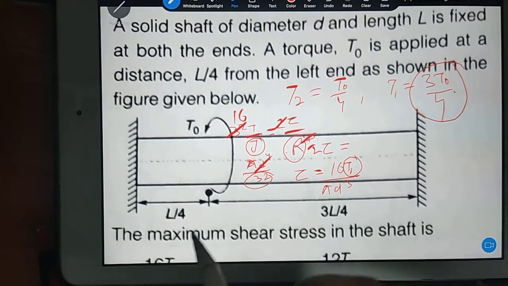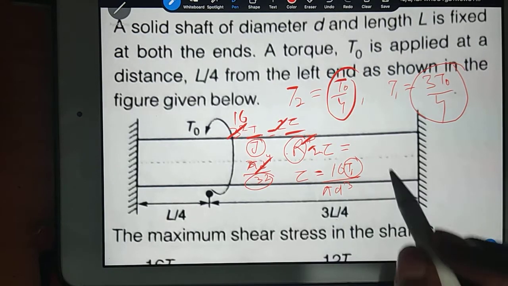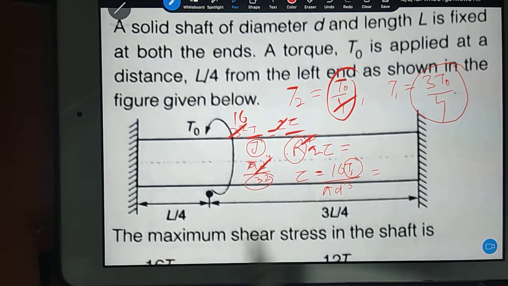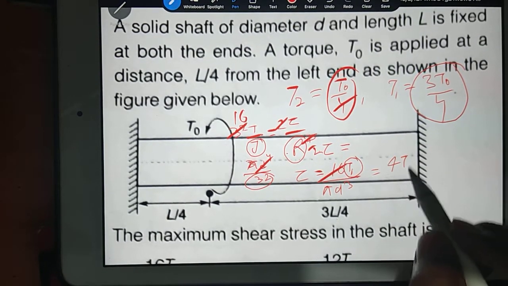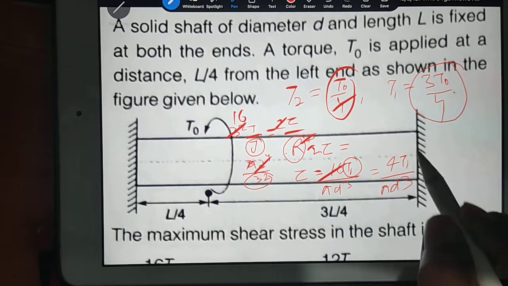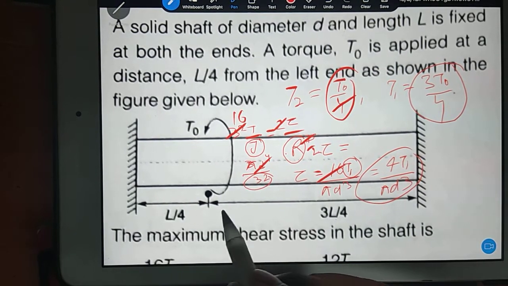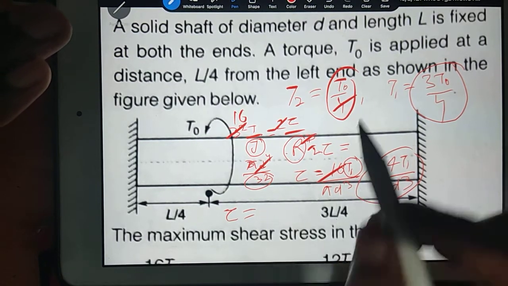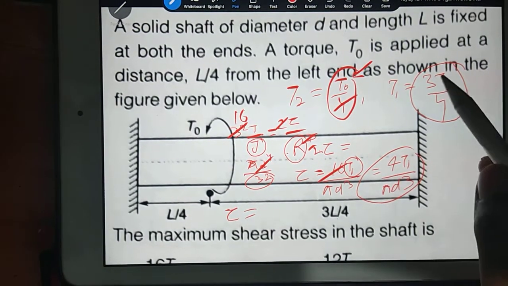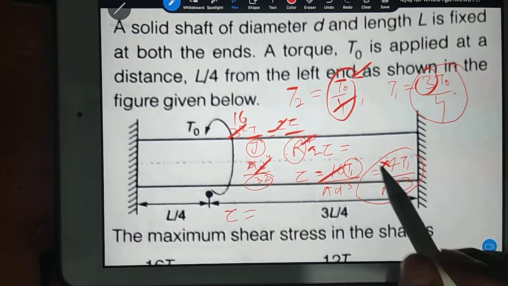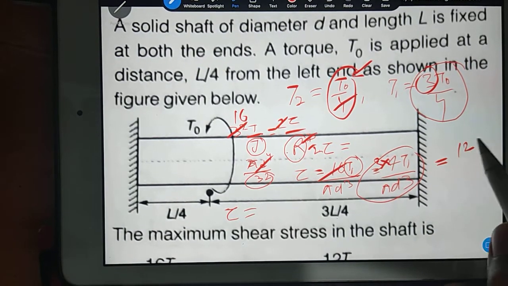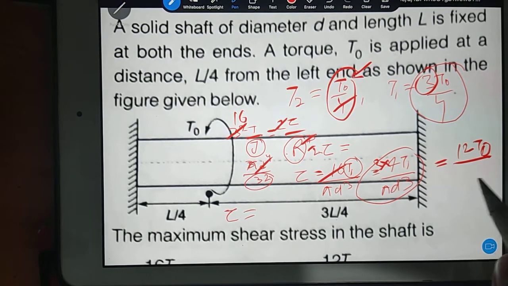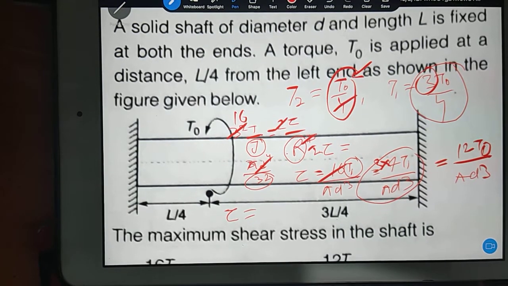So this T1 value, you substitute T naught by 4. So because by 4 is there, 16 will be 4 times T naught by pi d cube. Done. And now go for tau in the second section. So there it will be T2. T2 value is, oh sorry, T1 is 3 T naught. So I should put into 3 also. So I'll be getting 12 T naught by pi d cube. I hope there is no confusion.